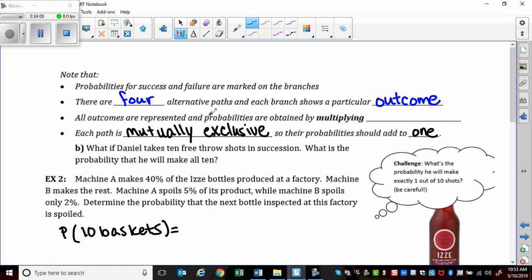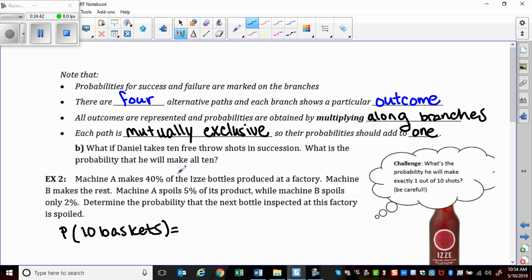Note that the probability for success and failure are marked in the branches. There are 4 alternative branches, and each branch shows a particular outcome. All outcomes are represented and probabilities are obtained by multiplying along the branches. Remember, we're multiplying. Each path is mutually exclusive, so the probability should add to 1.